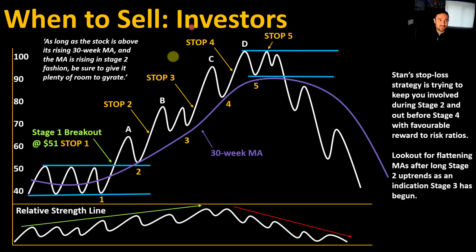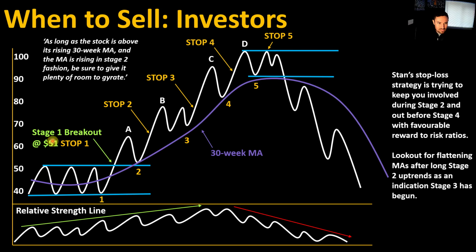When to sell for investors. This chart here is a little bit complicated, so let's start breaking it down. I'm going to read you these quotes, and then we'll get into it. As long as the stock is above its rising 30-week moving average and the moving average is rising in stage 2 fashion, be sure to give it plenty of room to gyrate. This is for investors, remember. We'll come on to traders a little bit later. So let's stay here and break this one down.